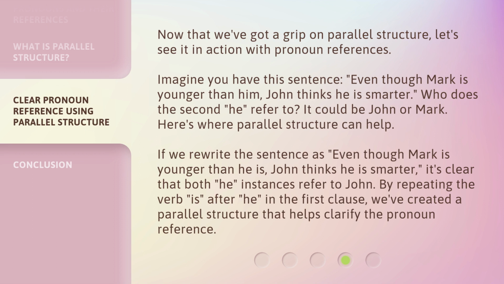If we rewrite the sentence as, "Even though Mark is younger than he is, John thinks he is smarter," it's clear that both "he" instances refer to John. By repeating the verb "is" after "he" in the first clause, we've created a parallel structure that helps clarify the pronoun reference.